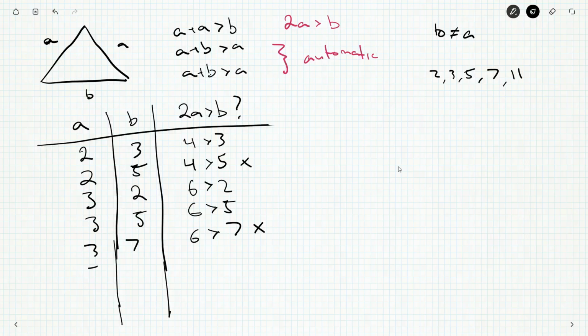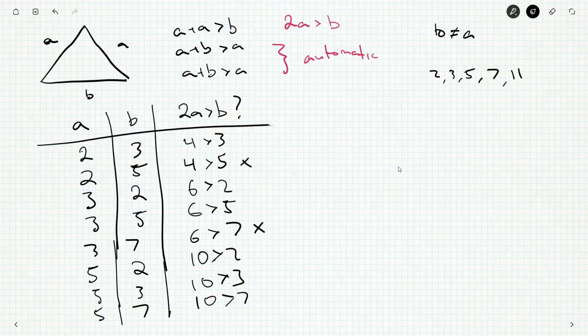All right, what about 5? Could 5 be our repeated angle? Or not angle, repeated side? 5 and 2? Well, yeah, 10 is bigger than 2. 5 and 3? Yep, 10 is bigger than 3. How about, well, you can't have 5 and 5. How about 5 and 7? Yep, 10 is bigger than 7. You can't have 5 and 11, though. So far, before we continue, sort of wrap this up, we've got 1, 2, 3, 4, 5, 6.